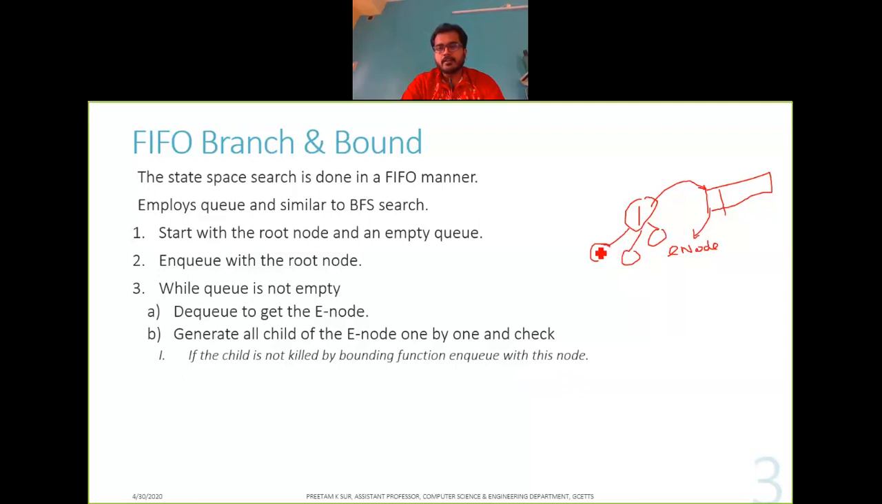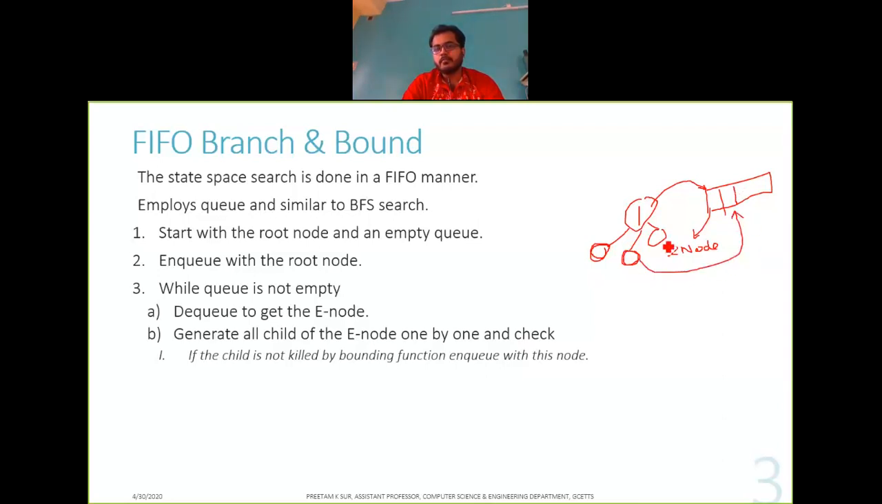So we'll generate one of the children, and we'll employ the bounding function to check whether this node can lead us to a valid answer node or not. If the bounding function bounds it, that no, it cannot give us a valid answer, so we'll not enqueue it in the queue. Okay, we'll generate the second node and check whether it is bounded by the bounding function. If it is not killed by the bounding function, then only we'll put it into the queue.